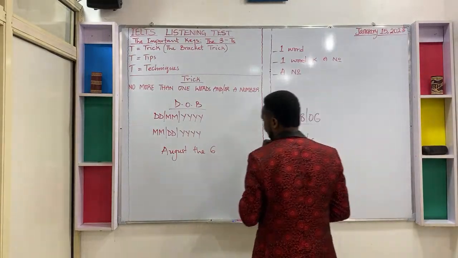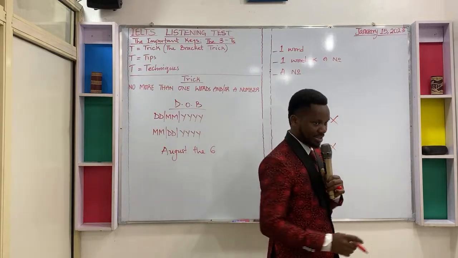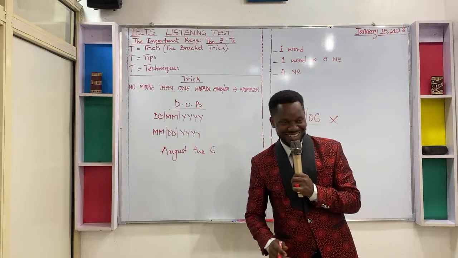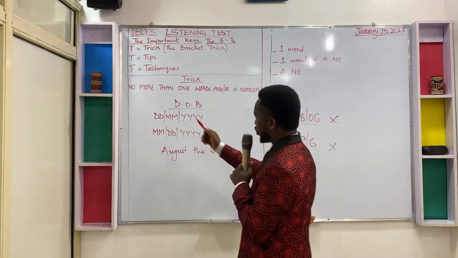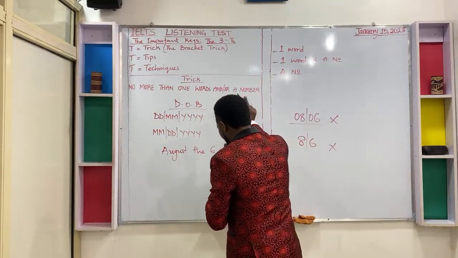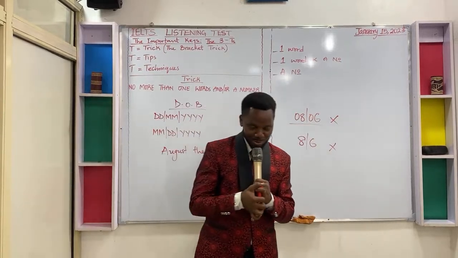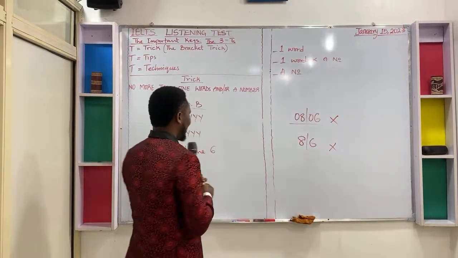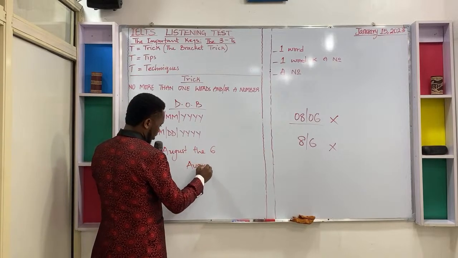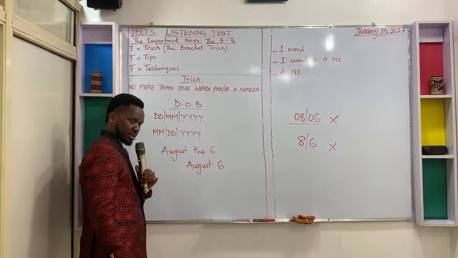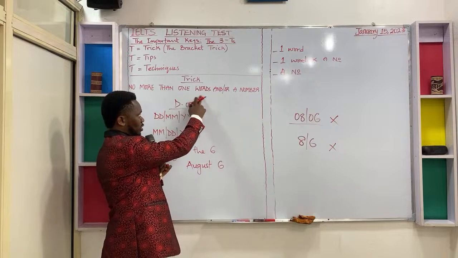Alright, so if you were to write your answer and you write this, it is incorrect. This is also incorrect. Why is it incorrect? Instruction says no more than one number, and you have written 2 numbers. You have disobeyed a simple instruction. So what you have to do simply would be August 6. You don't need to put the 6 in bracket. One word and a number.